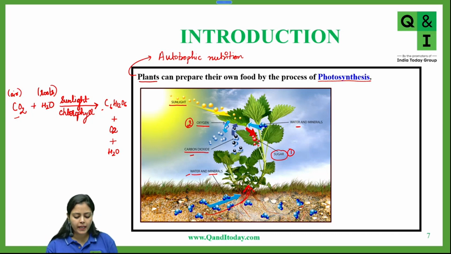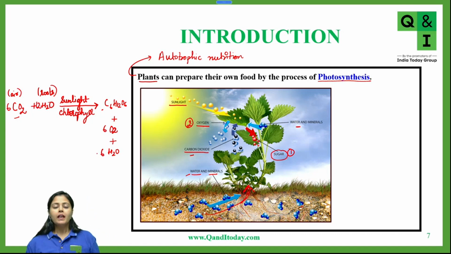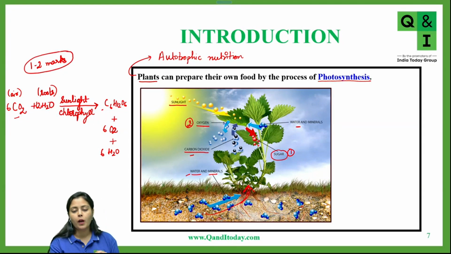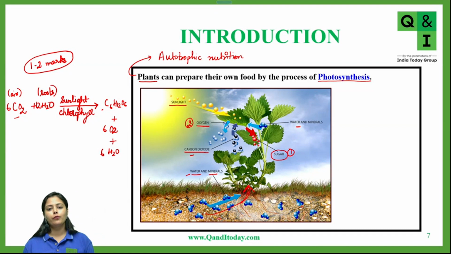Now, if you balance this entire equation, it would be 6 CO2 plus 12 H2O gives C6H12O6 plus 6 O2 and 6 H2O. If you write down this complete equation of photosynthesis, then you are going to secure 1 or 2 marks. Definitely this question is going to come in your examinations, 1 or 2 marks. Write down the complete equation of photosynthesis.